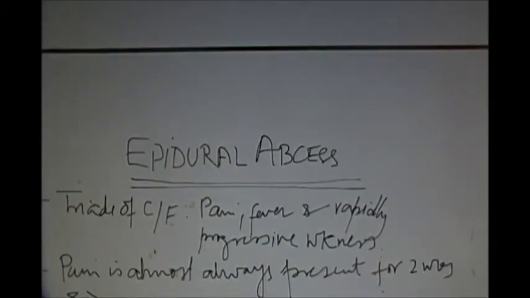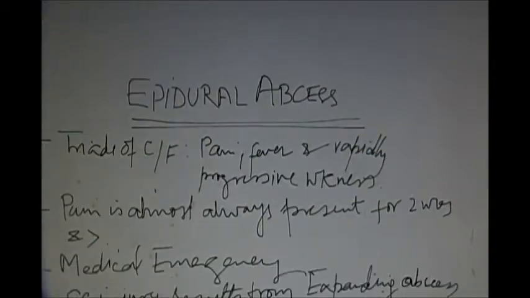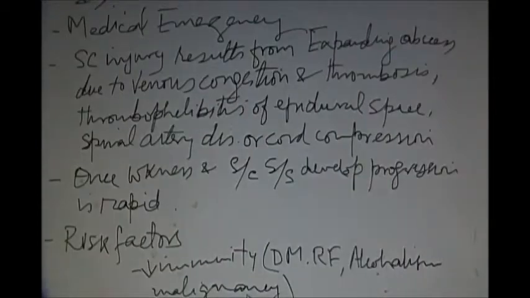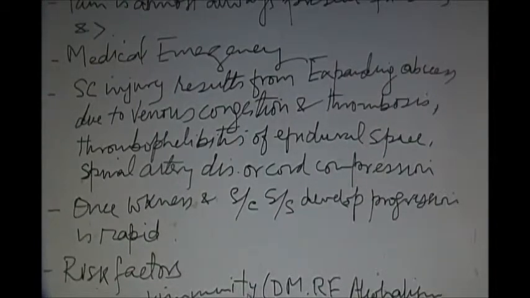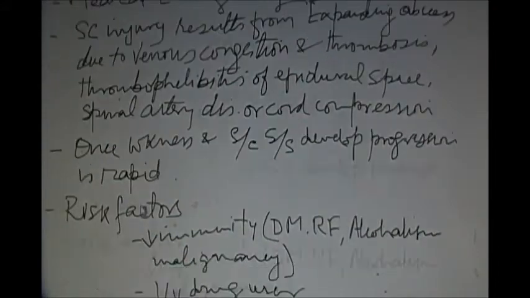The epidural abscess. The triad of clinical features in epidural abscess are pain, fever, and rapidly progressive weakness. Pain is almost always present in epidural abscess for 2 weeks or more. Epidural abscess is a medical emergency. Spinal cord injury results from expanding abscess due to venous congestion. So epidural abscess compresses the spinal cord and causes injury because of the venous congestion and thrombosis, thrombophlebitis of the epidural space, spinal artery disease, or cord compression. Once the weakness and spinal cord signs and symptoms develop, progression is rapid.